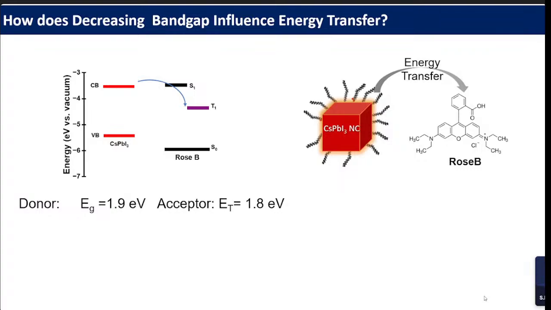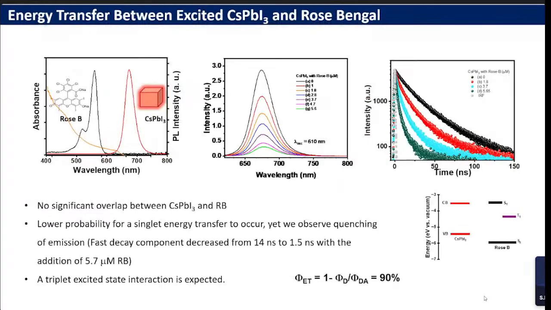So that's what we wanted to see, and we repeated the same experiment. Again, we did the absorption of Rose Bengal, and here is the emission of the cesium lead iodide. That's the absorption of cesium lead iodide, and that's the emission of cesium lead iodide. So now you can see here the dye acceptor is at a higher energy compared to your donor. Previously, your cesium lead bromide was here. That's why it transferred singlet. So now it cannot transfer singlet, but you still see the same kind of quenching.